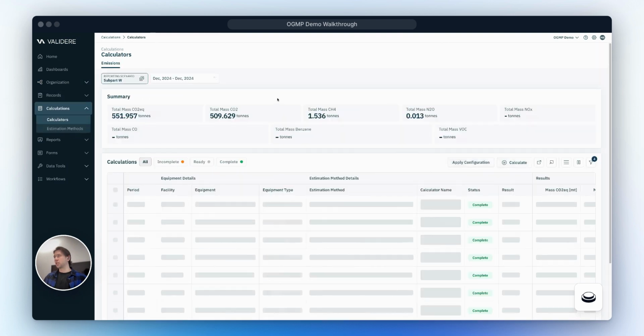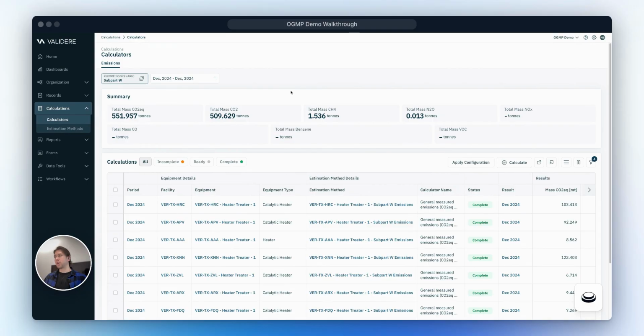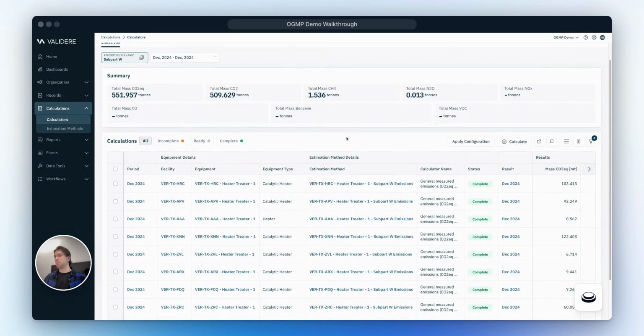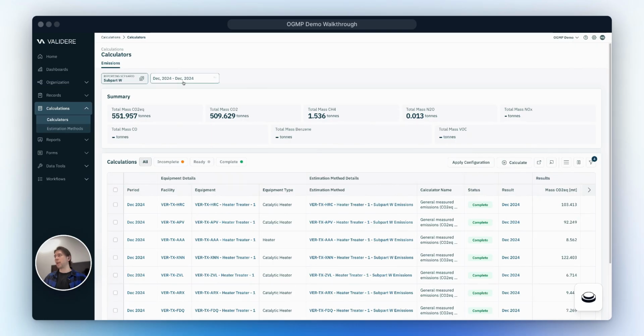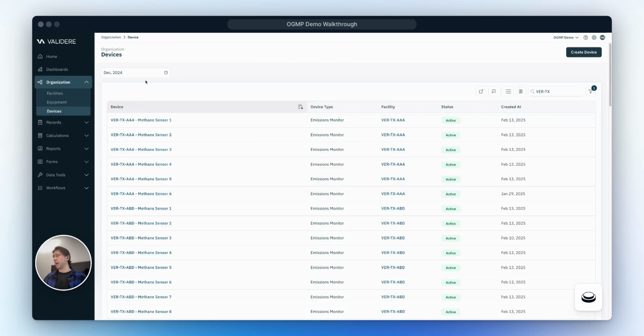Now, these calculations can be done for individual pieces of equipment for individual time periods, or they can be done in bulk for many different pieces of equipment over any arbitrary sets of time periods. And we can run these calculations in parallel. We can also export the results of these calculations or override them by importing calculated results from outside of the product. And in addition to this record data that we're seeing here that feeds these calculations and is returned as outputs of these calculations, we also have measurement data.